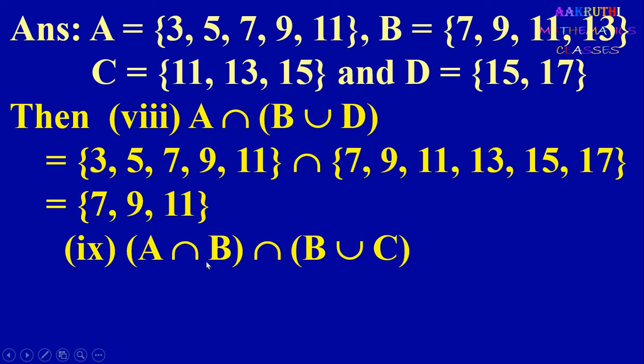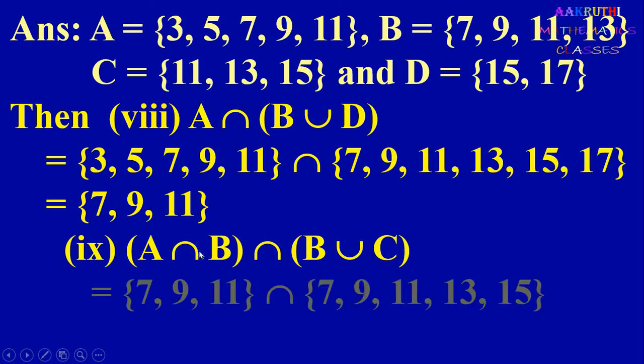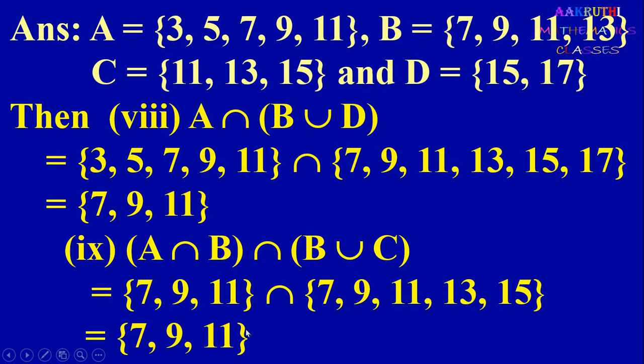The next question, it is A intersection B intersection (B union C). First we find A intersection B. Common element in A and B is 7, 9, 11. Intersection B union C. Take all the elements from B and C. It is 7, 9, 11, 13 and 15. We take common element. So common element is 7, 9 and 11. So this is A intersection B intersection B union C.